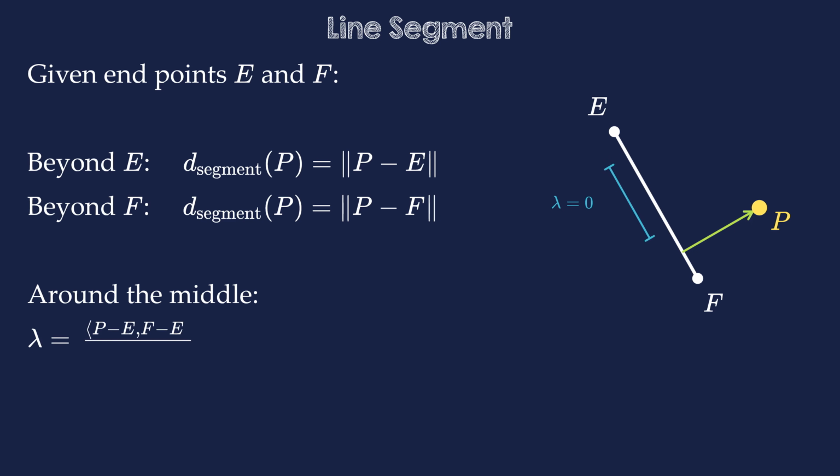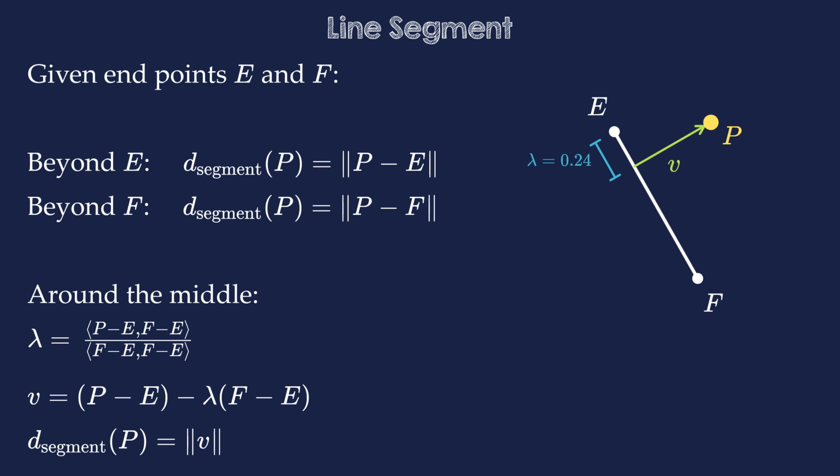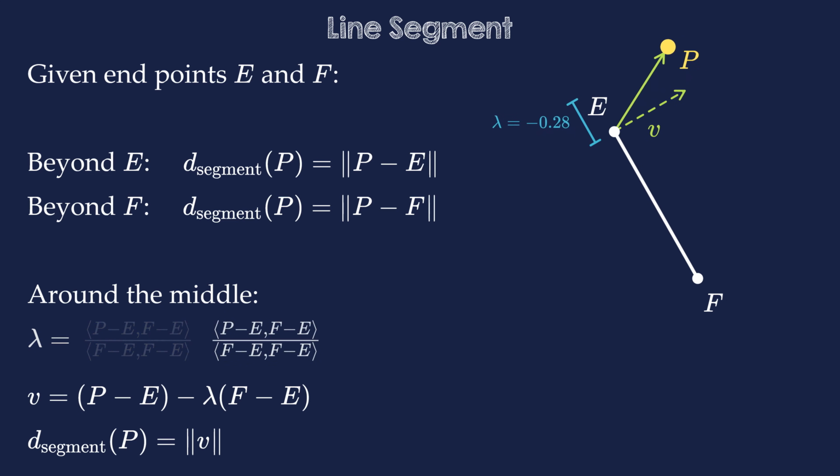We calculate this value lambda here via the scalar product. It will run from 0 to 1 as the projection point of P onto the segment runs from E to F. In this case, we get the desired perpendicular vector v as this linear combination here, and the actual distance as its length. Moreover, lambda will be below 0 if P moves beyond E, and bigger than 1 if P moves beyond F. So this value lambda not only allows us to determine the distance if we are in the middle case, it can also help distinguish between the cases.